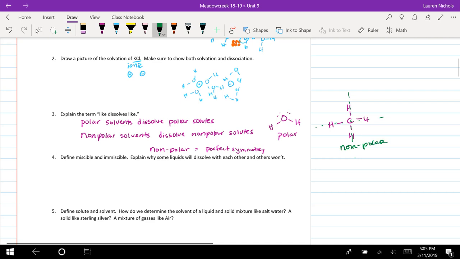That means it would not dissolve very well in water, which is polar, which, if we look, water is symmetrical if you cut it down vertically, but horizontally, the top and the bottom don't match. So that makes it polar. So these two things are not going to mix well, okay?